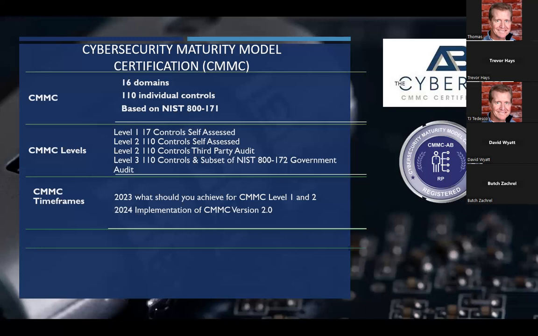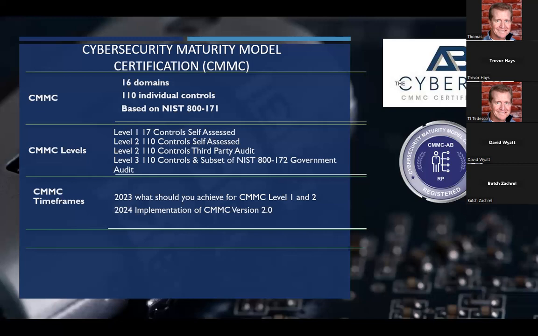Now, what we are recommending to our clients is, yes, be NIST compliant, number 1, get that done. The second is take your plan of action and milestones, which is your unimplemented controls, and start using that as your worksheet. Take those 17 controls, start knocking them out. Get to level 1 compliance. Then start knocking out controls until you're level 2 self-assessed.